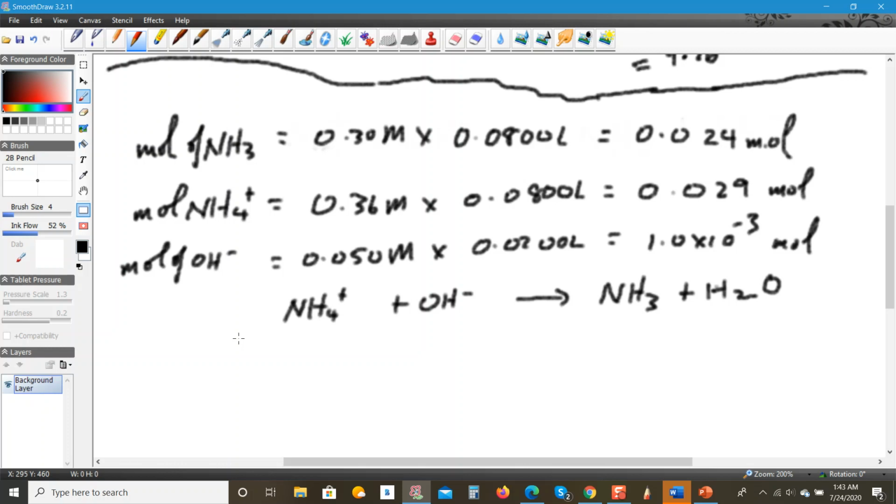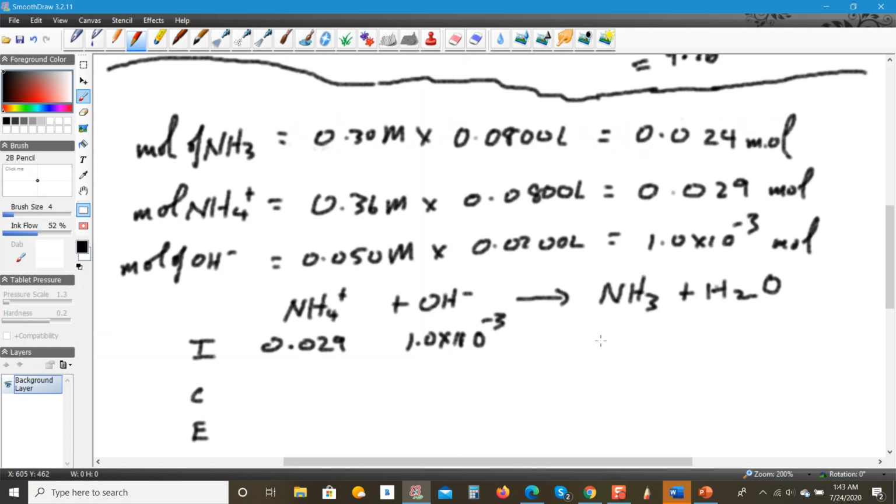So the initial moles of ammonium is 0.029. For the base hydroxide, it's 1.0 times 10 to the minus 3. And then for the ammonia, it is 0.024. And we don't need to concern ourselves with the water. Okay, so what are the changes?